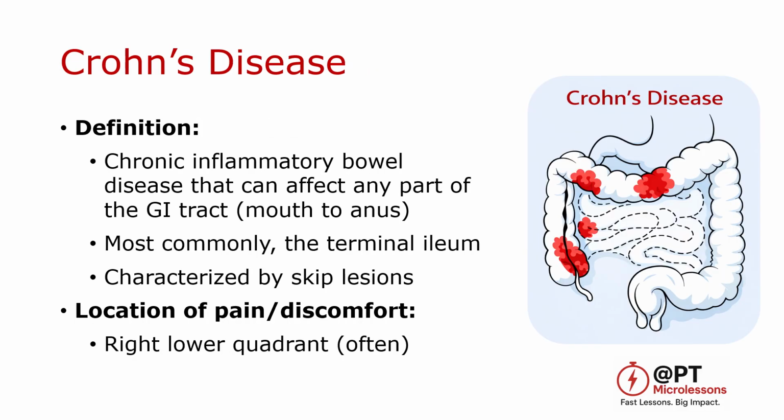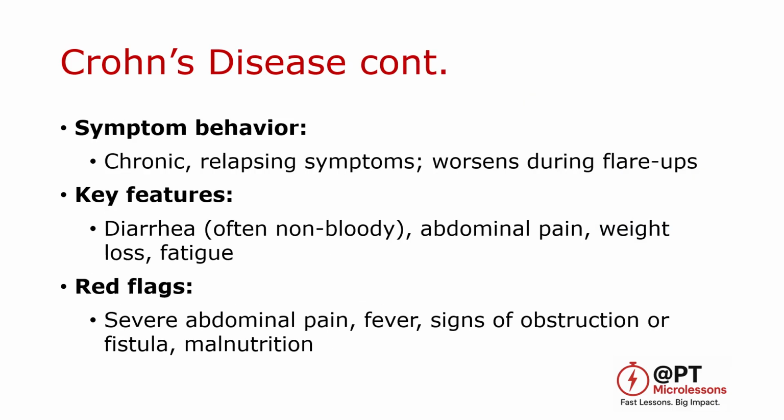Crohn's disease is a chronic inflammatory bowel disease that can affect any part of the GI tract, but it commonly involves the terminal ileum. One classic feature is skip lesions, meaning the inflammation occurs in patches, with areas of normal bowel in between. Pain is often felt in the right lower quadrant. A simple way to help remember that is that Crohn's has an R in the name, as an R for right lower quadrant. Symptoms are usually chronic and relapsing, with periods of flare-ups.